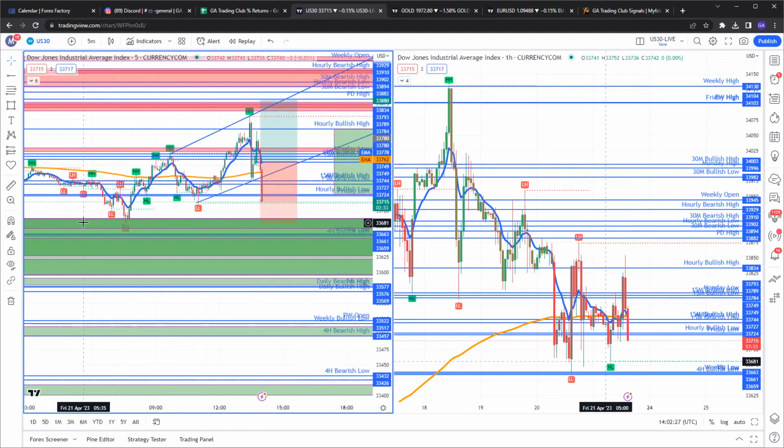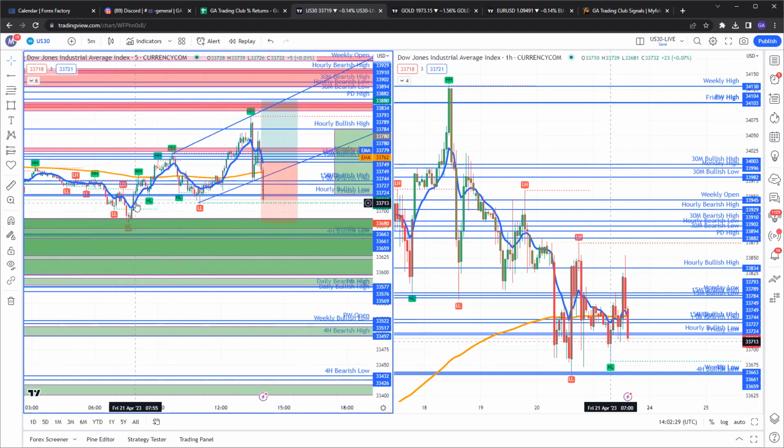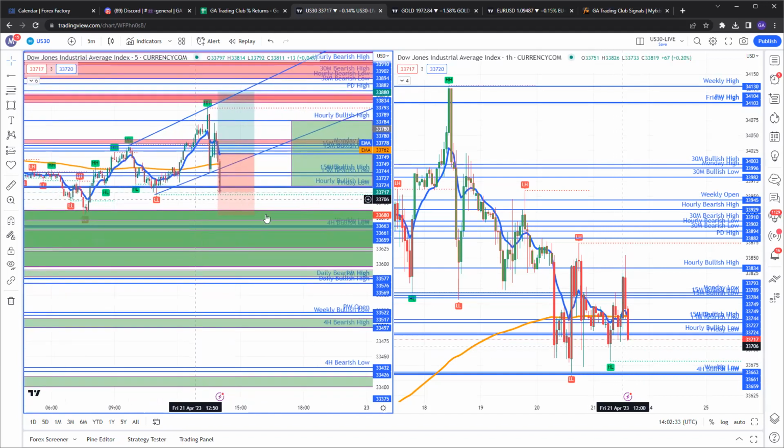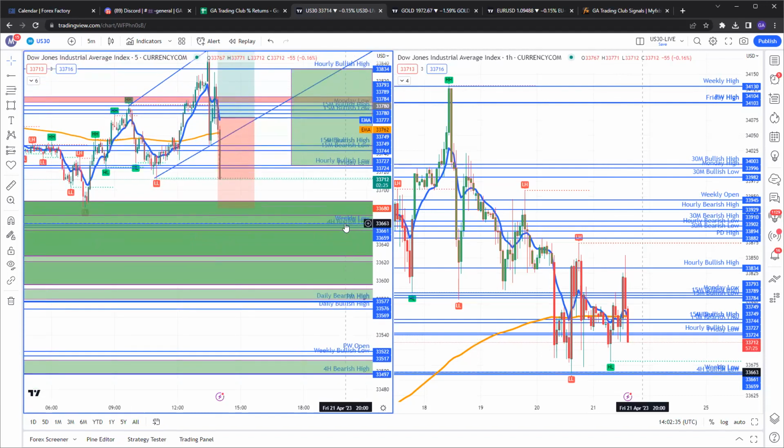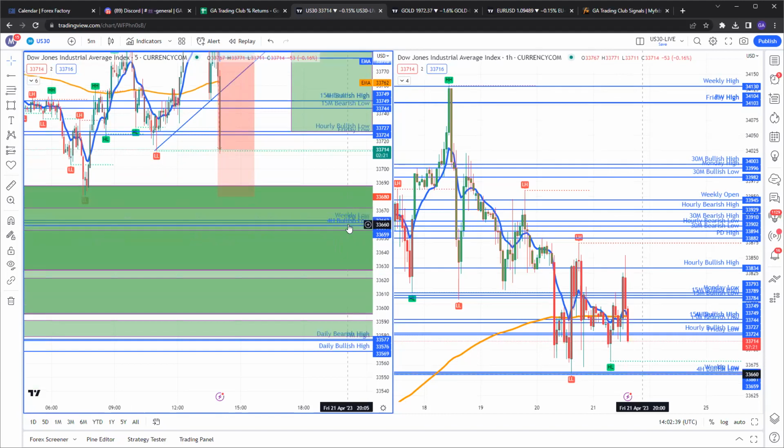So where is US30 likely to head if it continues going to the downside? We have this demand zone within a demand zone, which is around where our stop loss is. We have a 4-hour bullish low around here. We have a lot of demand zones for US30 here. We also have a daily bullish high, daily bearish high.